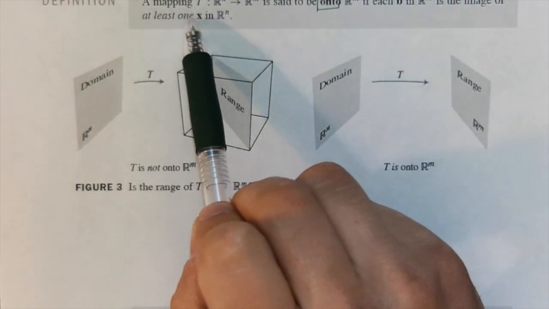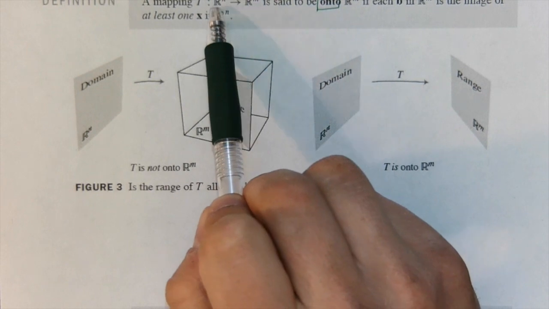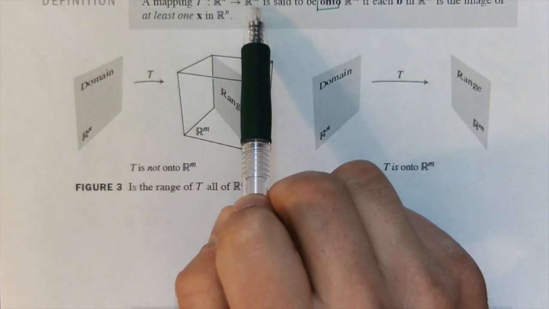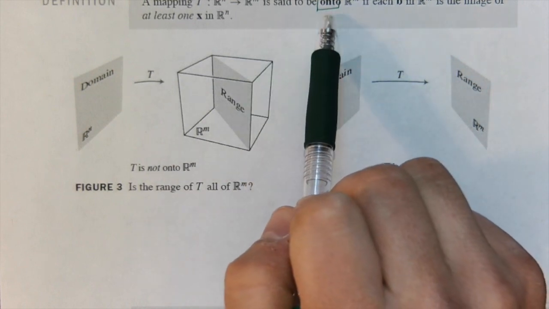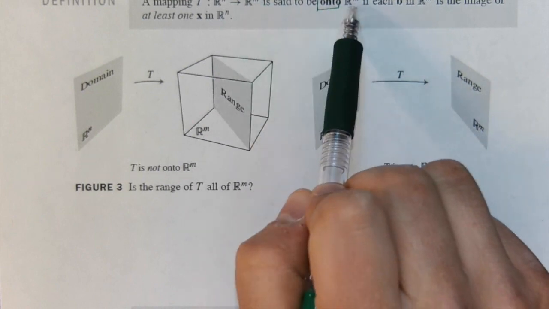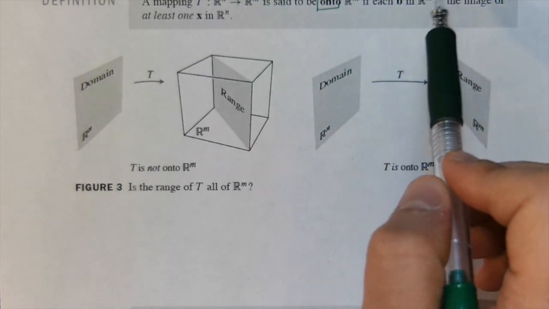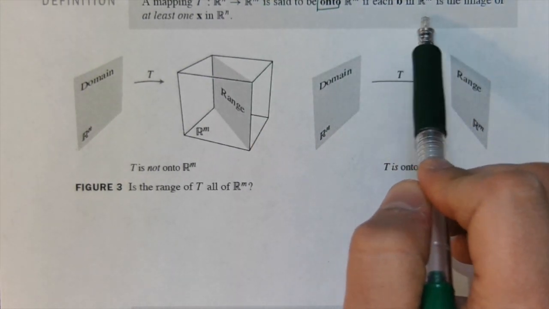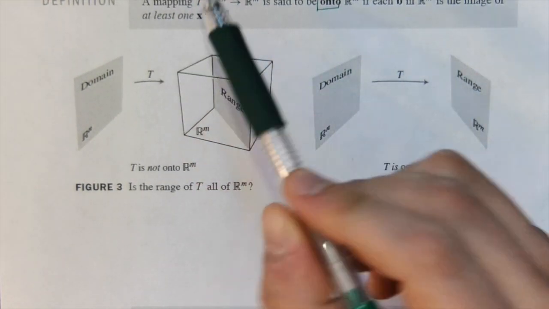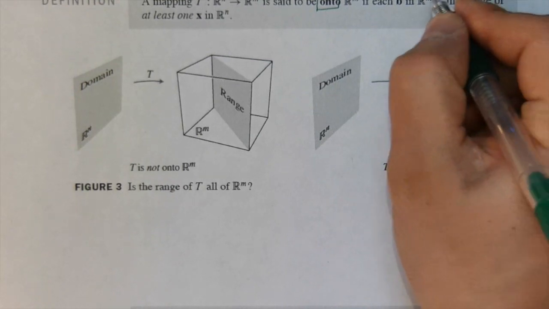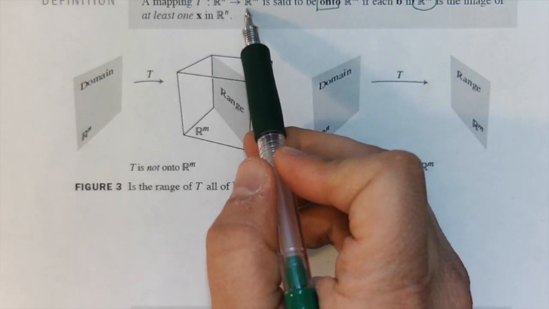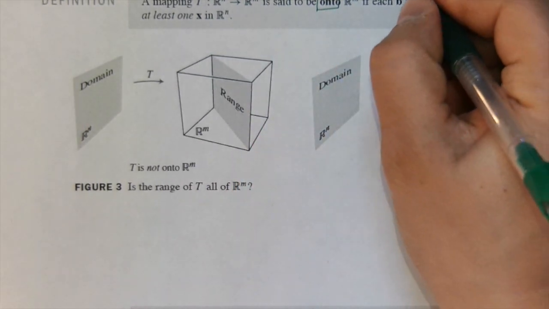So right here it says a mapping T, and remember we read this means it sends things from Rn to Rm. We say that that transformation is onto Rm, and you can see Rm corresponds to the place it's going, if each b in Rm is in the image of at least one x in Rn. And just as a quick reminder, because we're going to use this word in a second, Rm in this case, which is the place where the transformation is sending vectors, we call that the codomain.